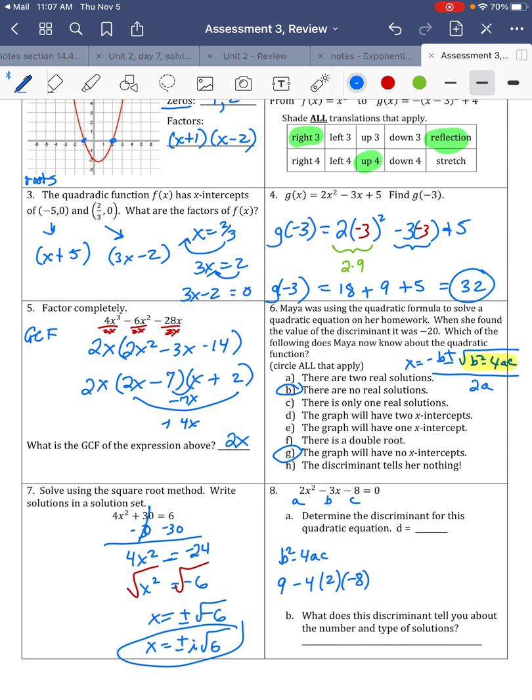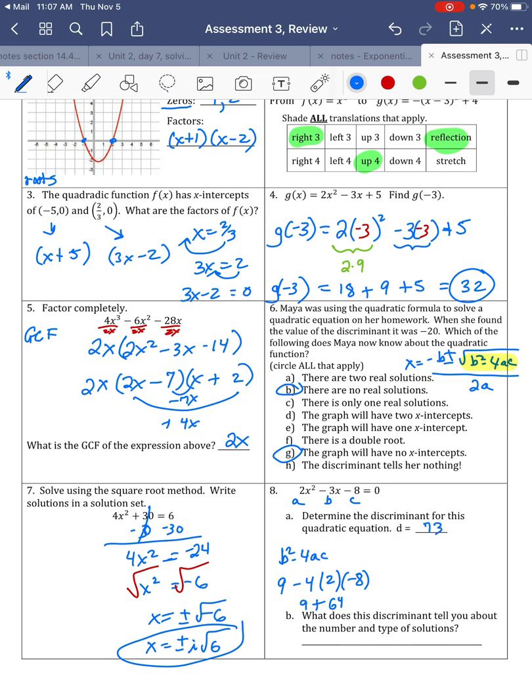All right, so you type that into Desmos or just work it out. Let's see, you get 9. 2 negatives is a positive. 4 times 2 is 8, so I have 8 times 8, 64. So 9 plus 64 is 73.